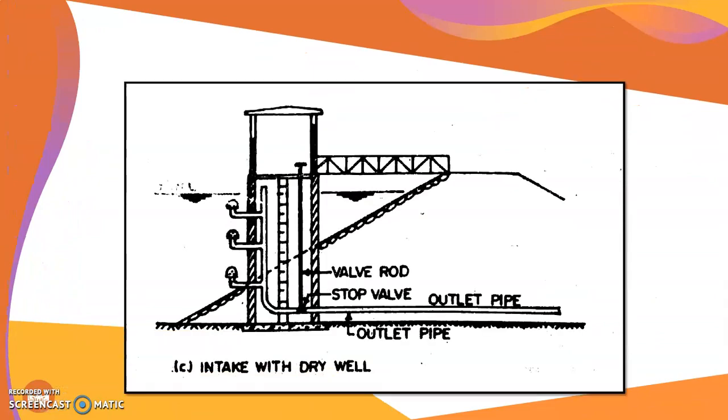This is an intake with dry well. In this figure you will see that the entry ports have been located at various elevations, and the water enters through this entry port, but it is not allowed to enter the actual structure. It flows through the outlet pipe under gravity, and different level entry ports are operated as per the different levels of the water.